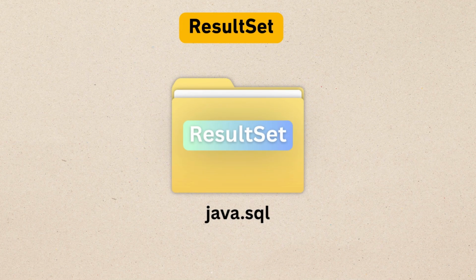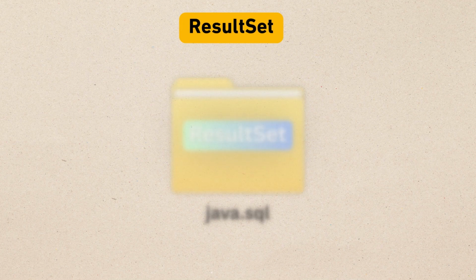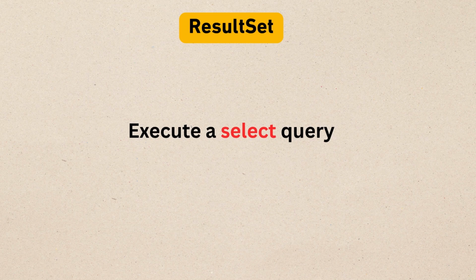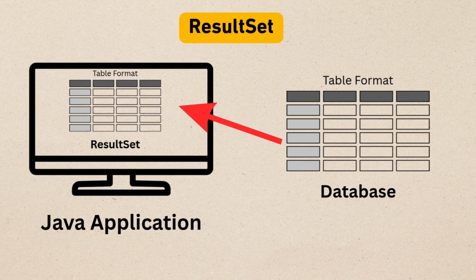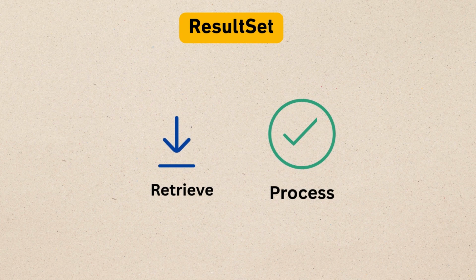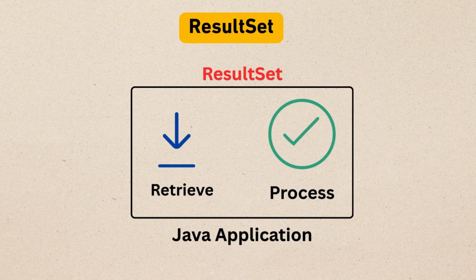ResultSet is an interface from the java.sql package. When we execute a select query, the database returns data in a table format. To use the table data inside a Java application, we use ResultSet. In this video, we will learn how to retrieve and process database table records in a Java application using ResultSet and explore its important methods.